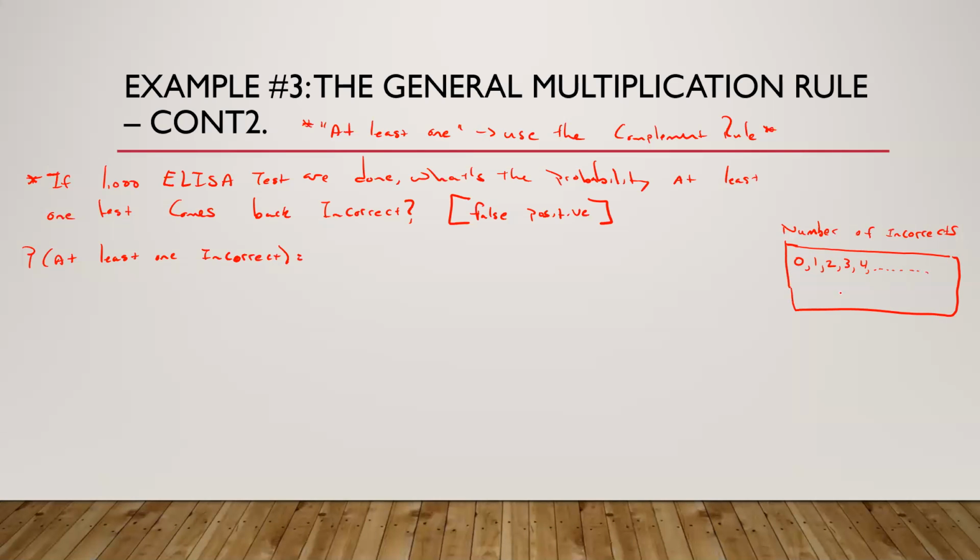And what would be the worst case scenario? That 1,000 people take the test, everyone comes back negative, false positive. So at least 1 incorrect is literally all of these, everything from 1 to 1,000. So the complement's what's left over. So it'd be 1 minus the probability of 0 incorrects.